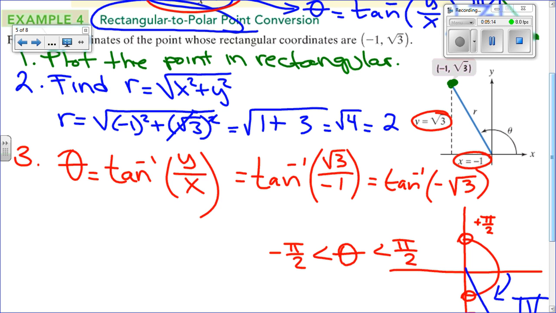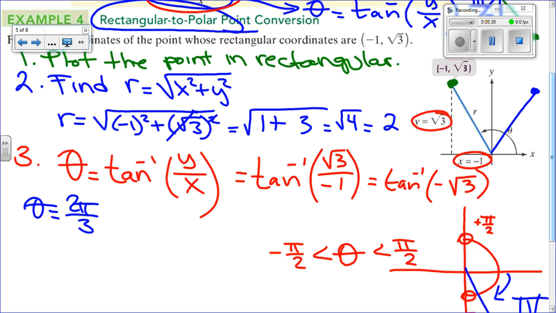So then what we're going to say is use one of those angles that has a 3 in the denominator. Pi over 3 will be here, 2 pi over 3. So theta is actually 2 pi over 3.